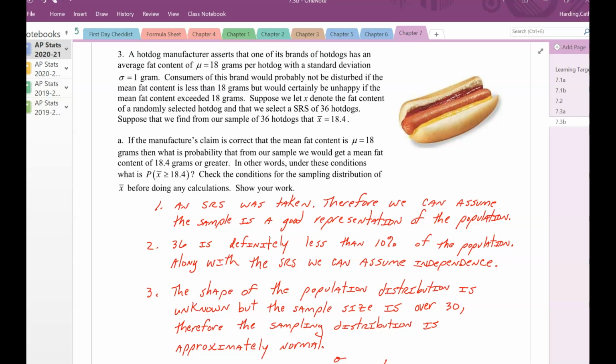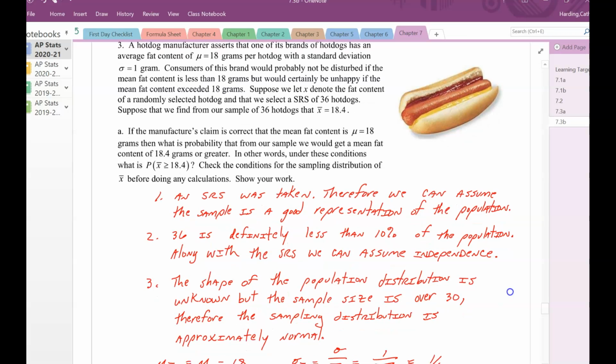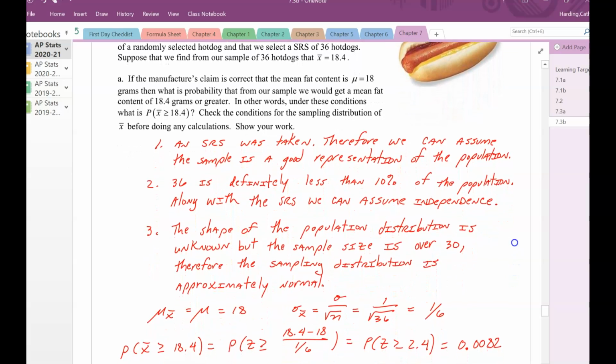And then the normality condition. The shape of the population distribution is not even commented on in there. It could be normal, it could be non-normal, it could be very non-normal. But because the sample size is over 30, the sampling distribution can be assumed to be approximately normal. So with all of these conditions met, we can find the mean and standard deviation of the sampling distribution, and we can apply a normal approximation to determine what's the probability of getting a sample of size 36 that has a mean of 18.4. So we're going to apply the formulas from yesterday.